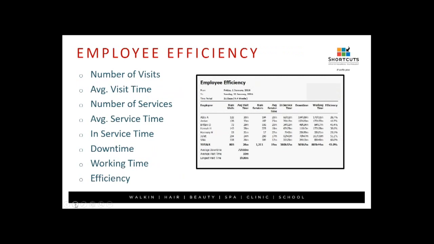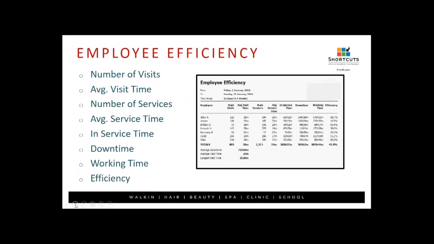The next report is our employee efficiency. So this is for anybody that uses the walk-in manager service within Shortcuts. And this breaks down your number of visits, average visit time, number of services, your average service time, in-service and downtime, working time, and then it looks at the efficiency overall.